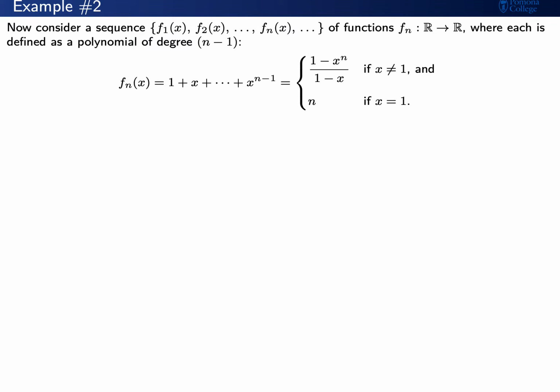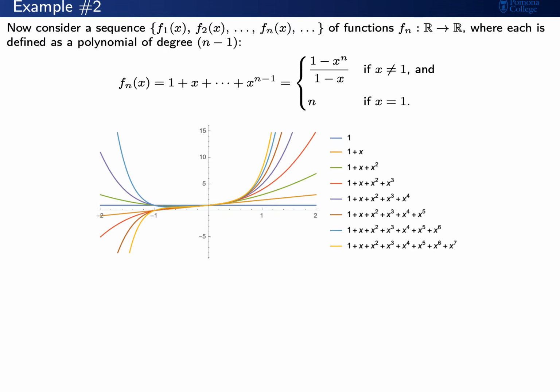Let's consider a second example. Now consider a sequence of functions f sub n defined on the entire real line that are polynomials of degree n minus 1. That is, f sub n of x is 1 plus x plus x squared plus up to x to the n minus 1. Again, you can see plots of the various examples. For example, when n is equal to 1, we just have the constant f sub 1 of x equals 1. When n is equal to 2, we have the linear function f sub 2 of x equals 1 plus x.